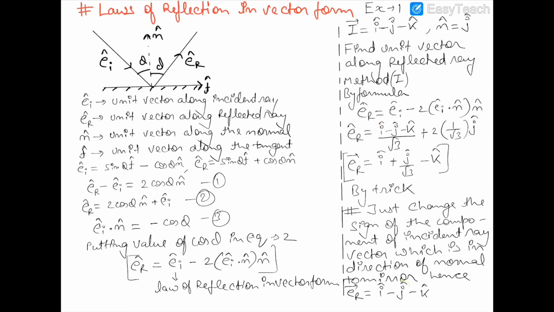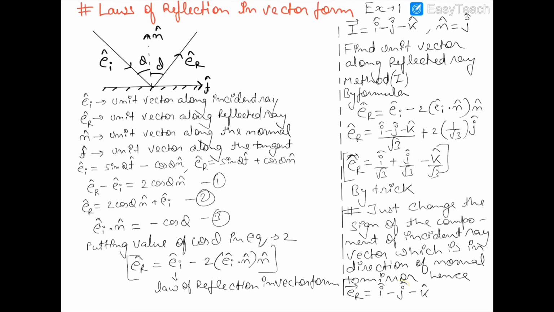Now this is i by root 3, I am writing that i by root 3, and this is minus k by root 3, and this is plus j by root 3, because 2 by root 3 minus 1 by root 3. So this is the unit vector, in fact, along the reflected ray. We have to find that unit vector.